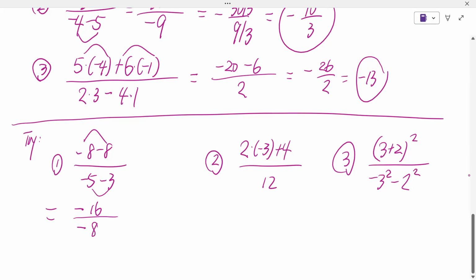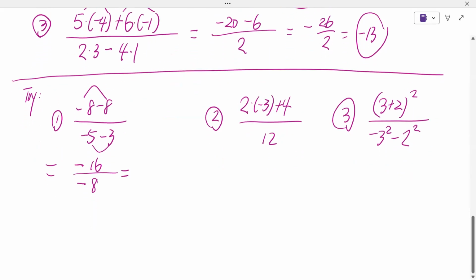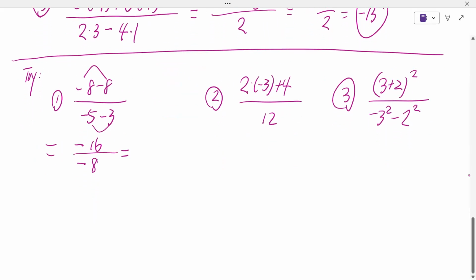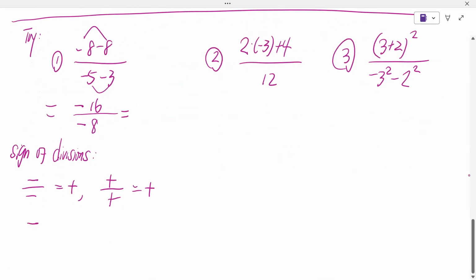Now, when we divide two negative numbers, division is pretty much like multiplication, right? So the sign of the division: negative over negative is positive, right? Positive over positive is positive. So the same sign yields a positive result. And opposite signs, minus over plus is minus. Plus over minus is minus, right? So opposite signs yield a negative result. In this case, the same sign, so the result should be positive. 16 by 8 is 2. And usually we omit the positive sign, so the result is just 2.